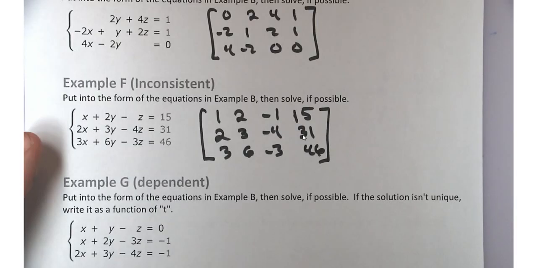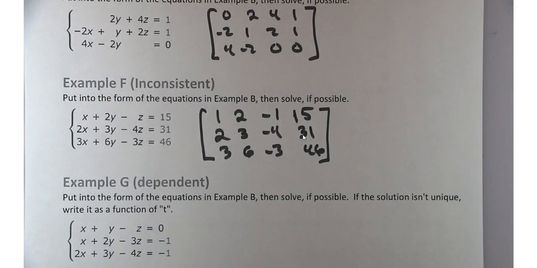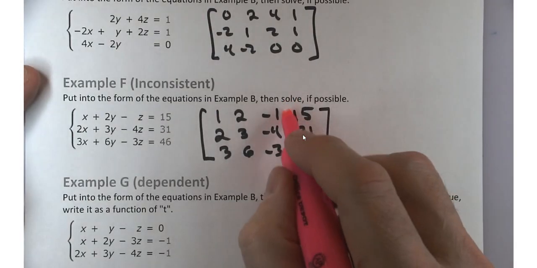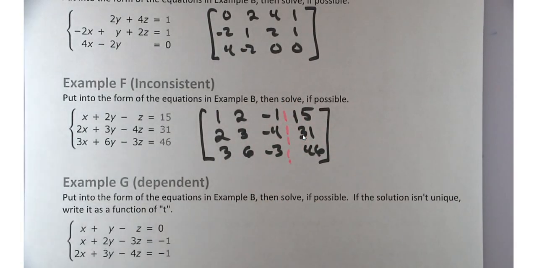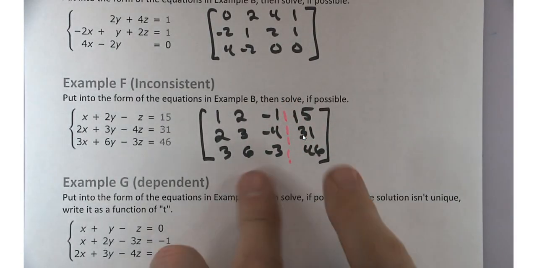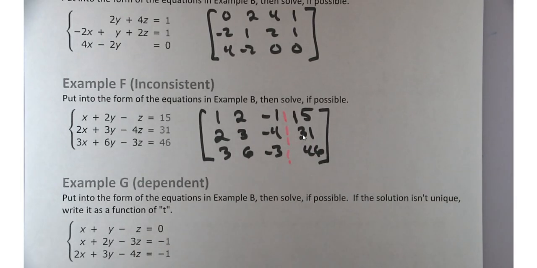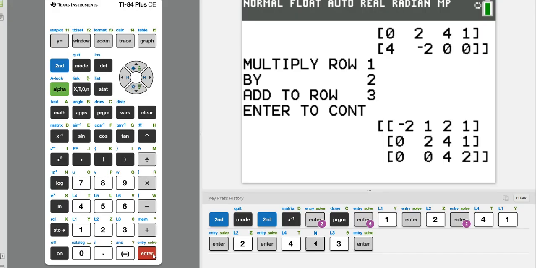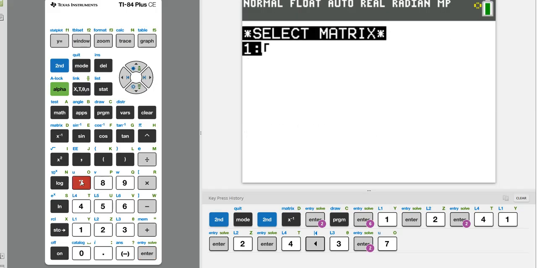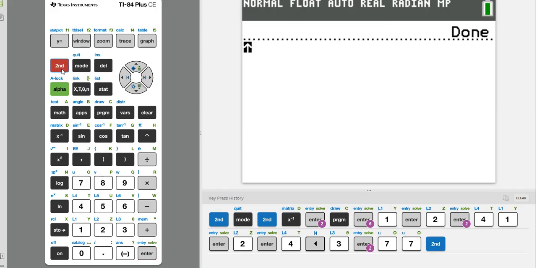Nice, well done. Now sometimes, depending on the author or the book or the website, they'll put a little dashed line in here to let you know that this is the right-hand side and this is the coefficient on the left-hand side. I generally don't bother with that. You can if you'd like, if it helps you remember what's what. Let's exit out of here and enter our matrix.